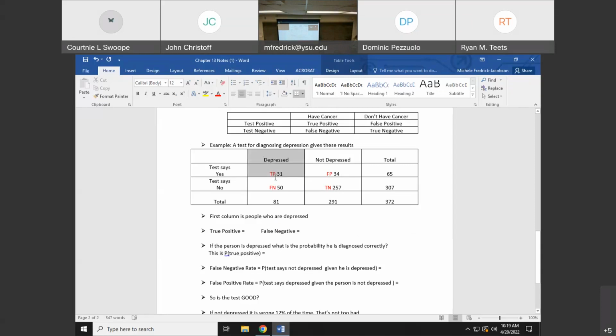So if we already know they're depressed and we want the probability that the test was positive or correct, that would be a true positive, 31 divided by 81. So whenever you're finding true positive, false negative, and true negative, you're dividing by the total below it, because it's using that given part. So a true positive is assuming the person is depressed. So it's 31 out of 81. And these are written as percents.